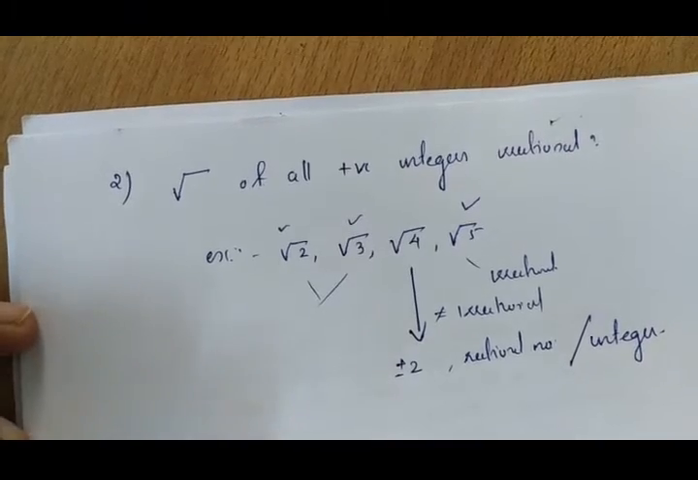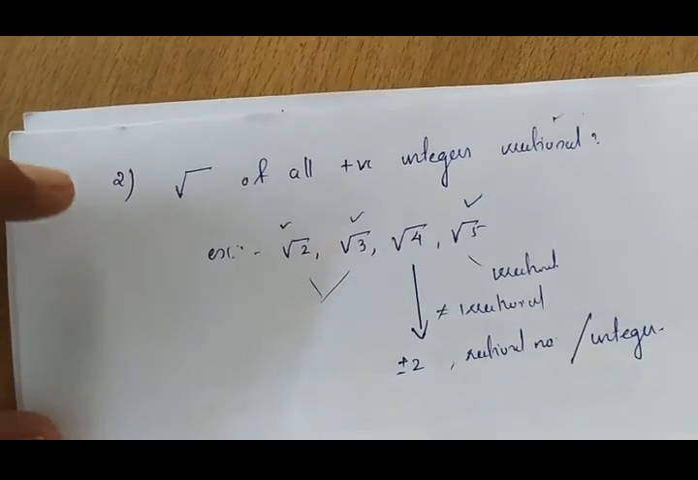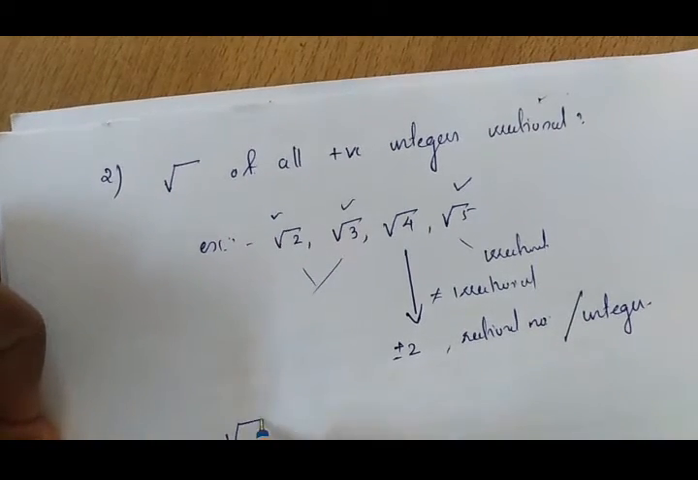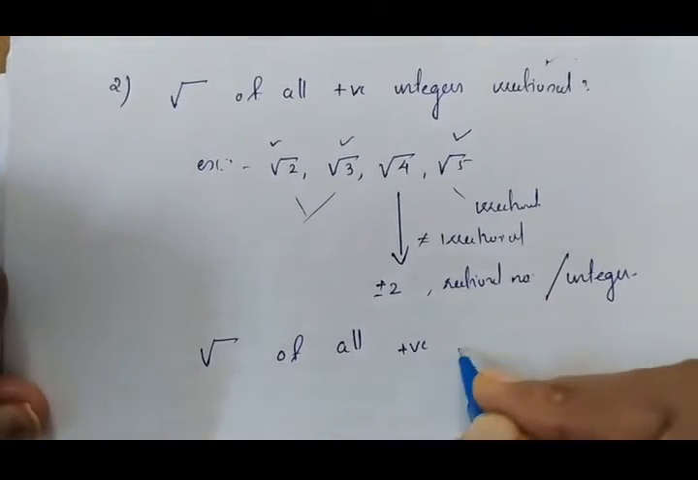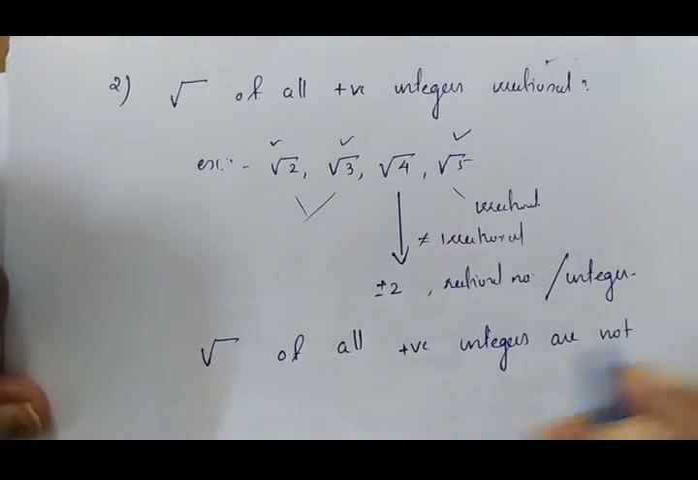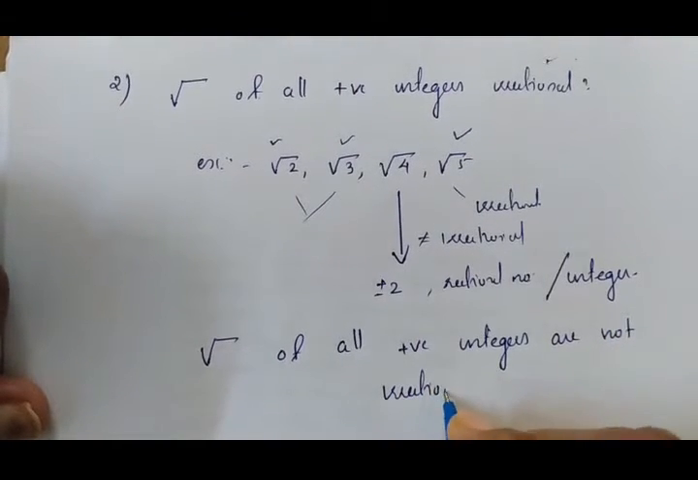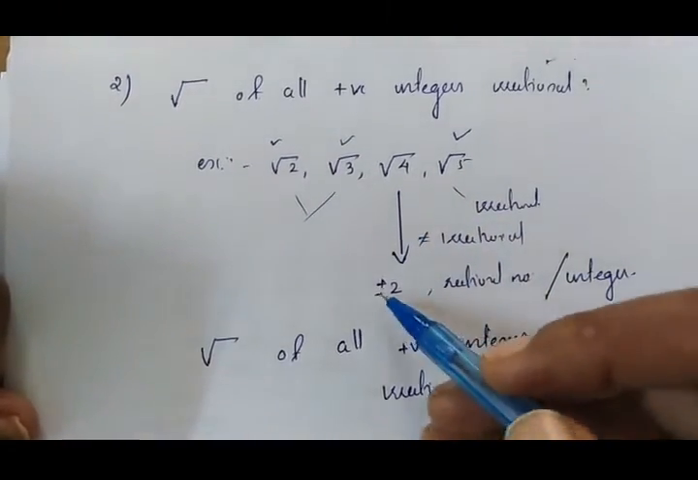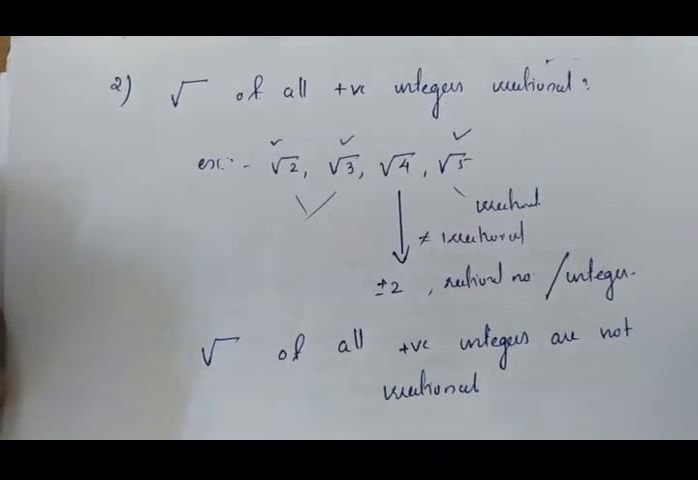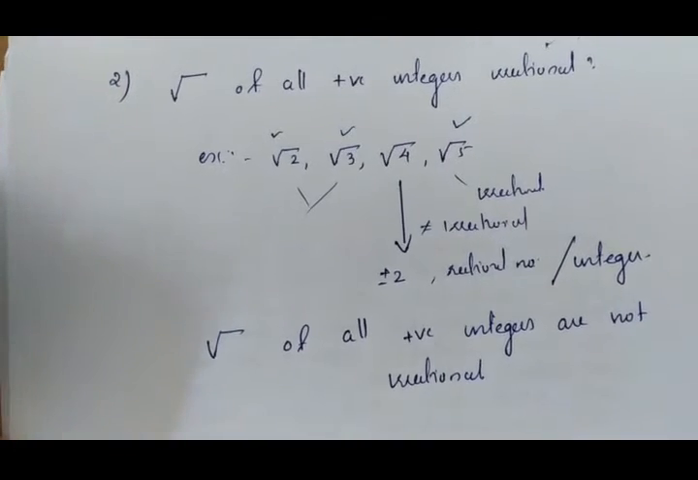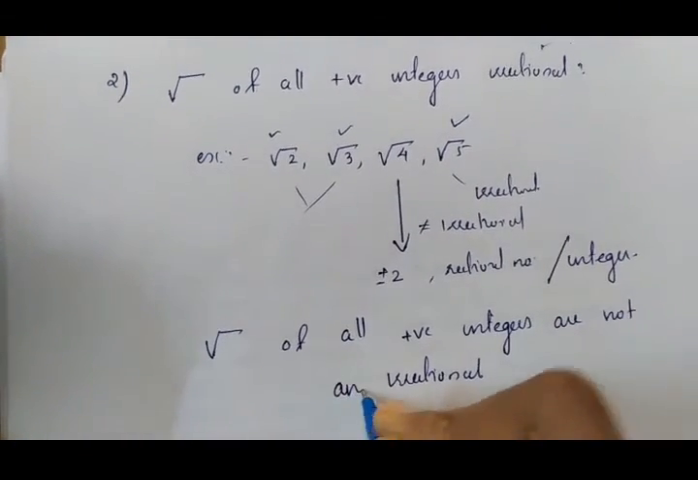Therefore, we can conclude that the square roots of all positive integers are not irrational. From the examples, it is clear that root 4 is not an irrational number. It is a rational number or an integer. Therefore, we can conclude that the square root of every positive integer is not an irrational number.